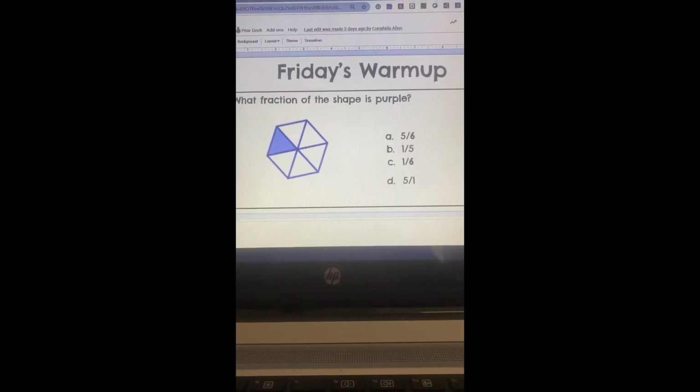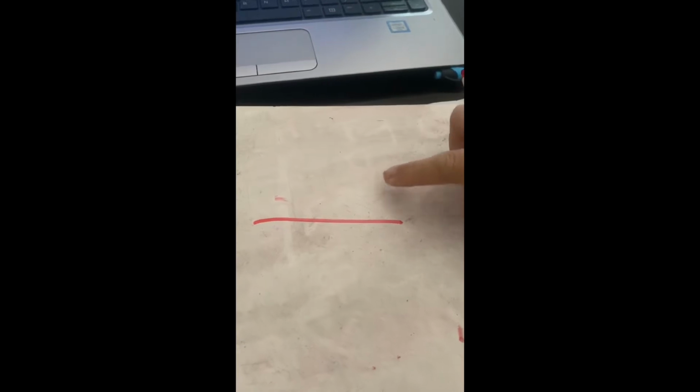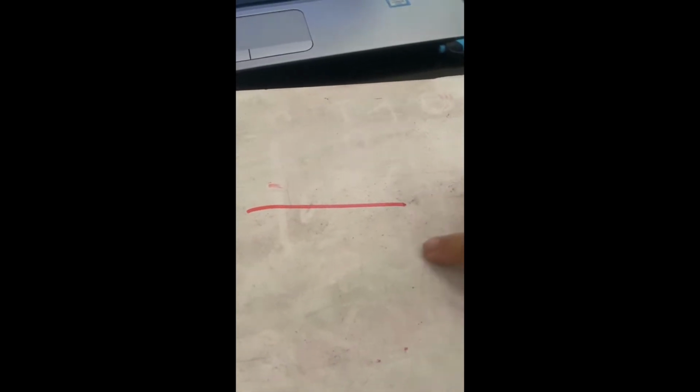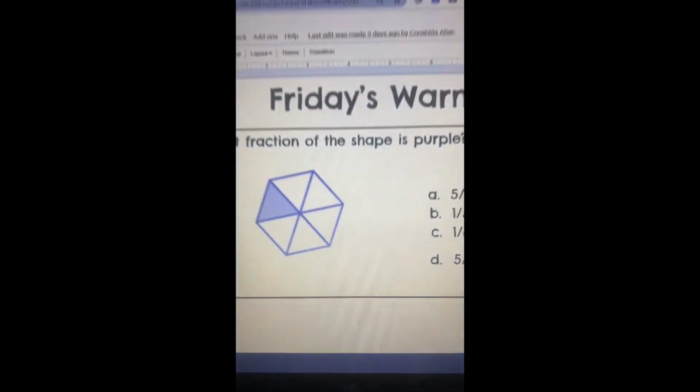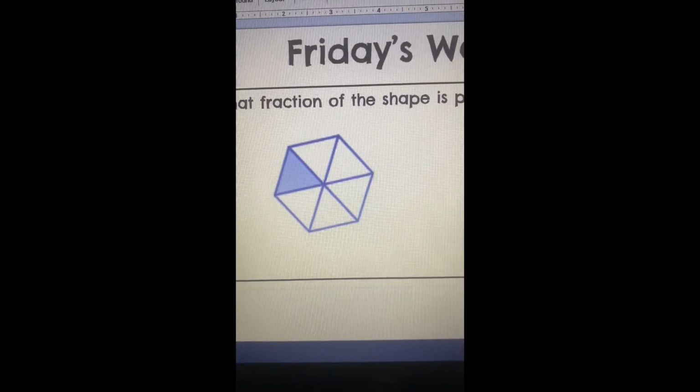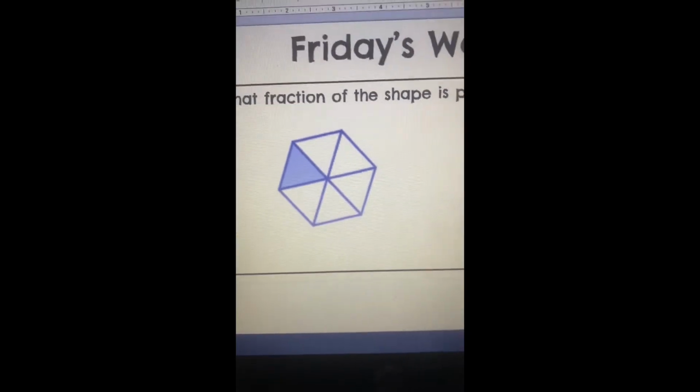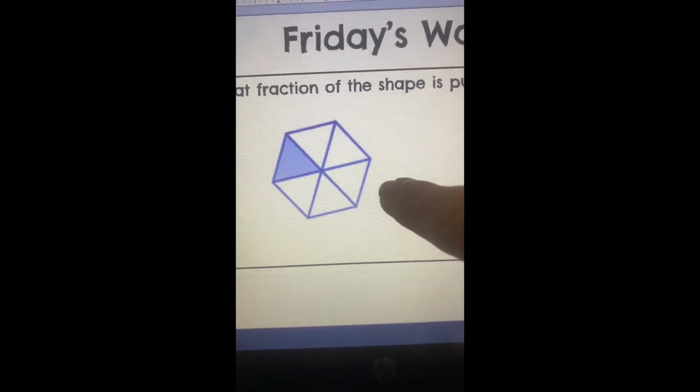All right, so guys, remember when we think about a fraction, we have something called a numerator and a denominator. The numerator goes on top, and it's the part of the whole that we're talking about. The denominator, remember, goes on the bottom, and that is the total pieces in my whole, the total pieces of my shape or object that I'm talking about. So if I look back at my shape or object, how many total pieces are in there? 1, 2, 3, 4, 5, 6. There are 6 total pieces, all right?